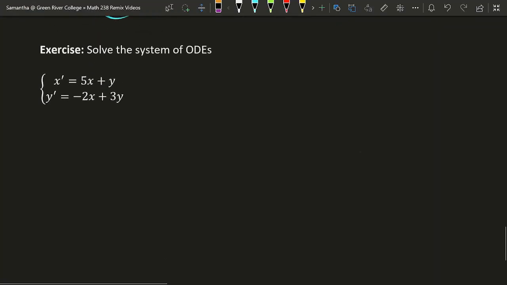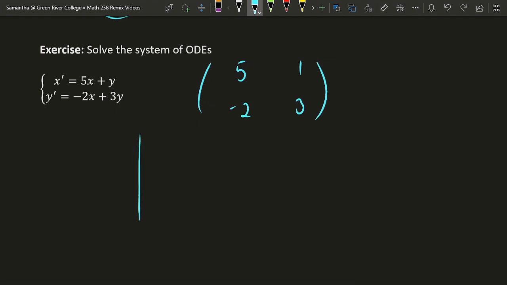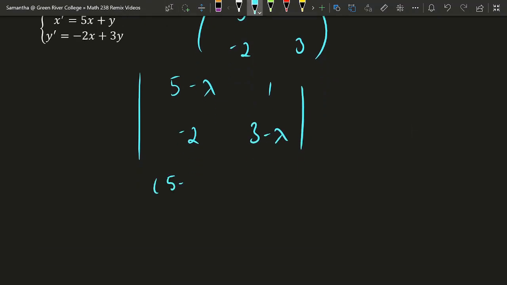Let me show you another example of how I could use complex eigenvalues to solve a complicated system of equations. I have x prime equals 5x plus y, and y prime equals negative 2x plus 3y. If I look at the corresponding matrix, and I subtract lambda from the diagonal entries and take the determinant, then I get 5 minus lambda times 3 minus lambda, plus 2, which looks like lambda squared minus 8 lambda plus 17.